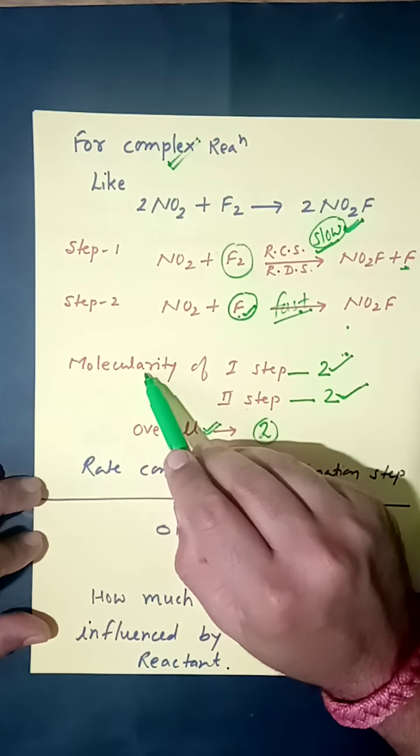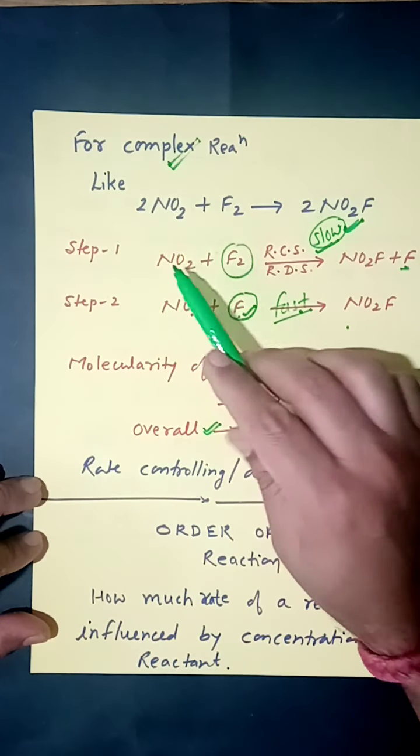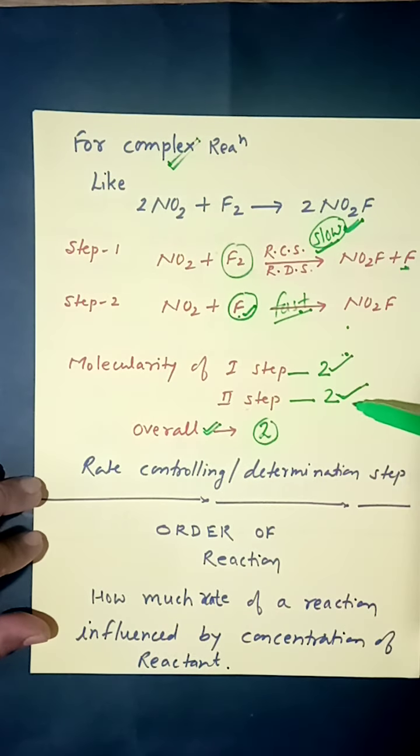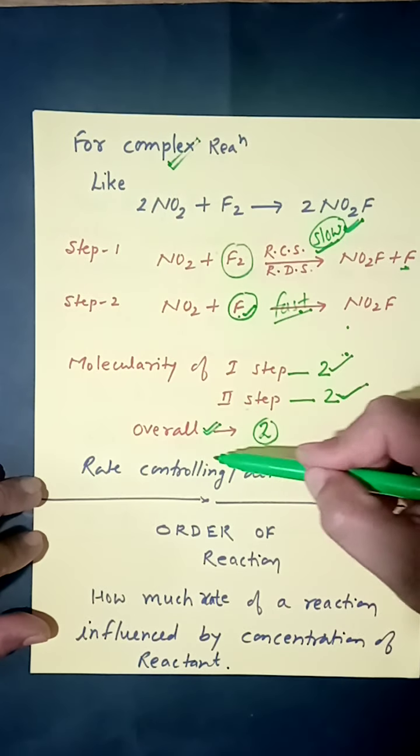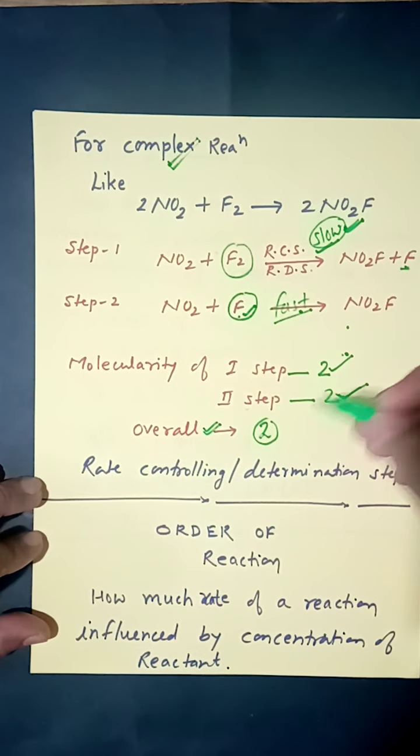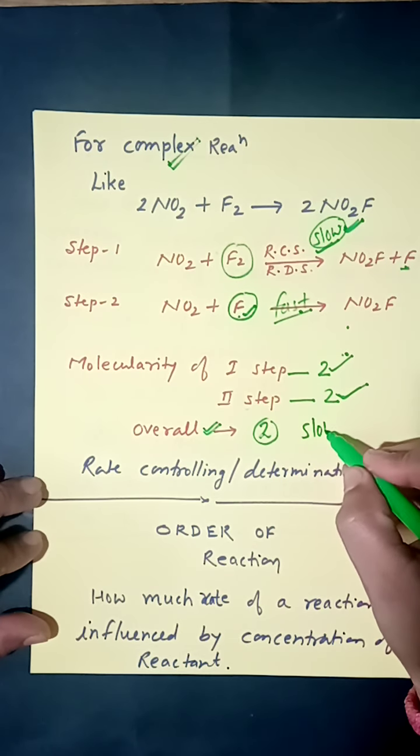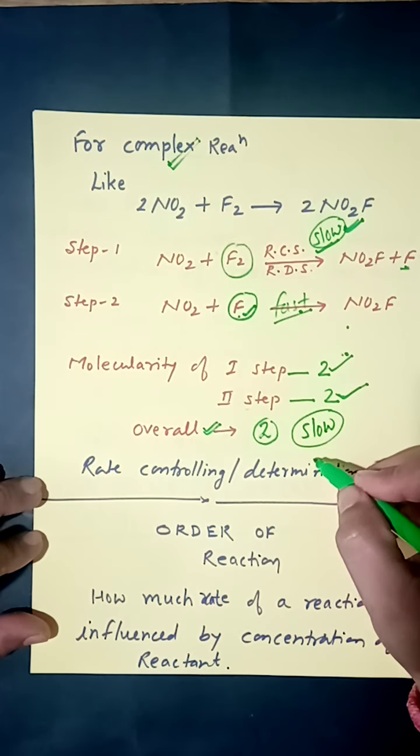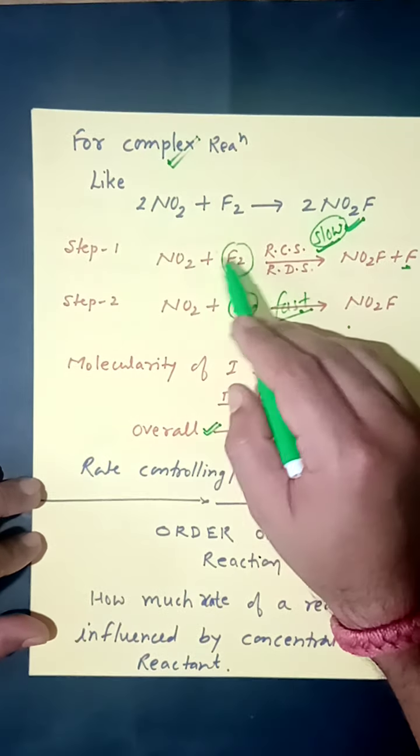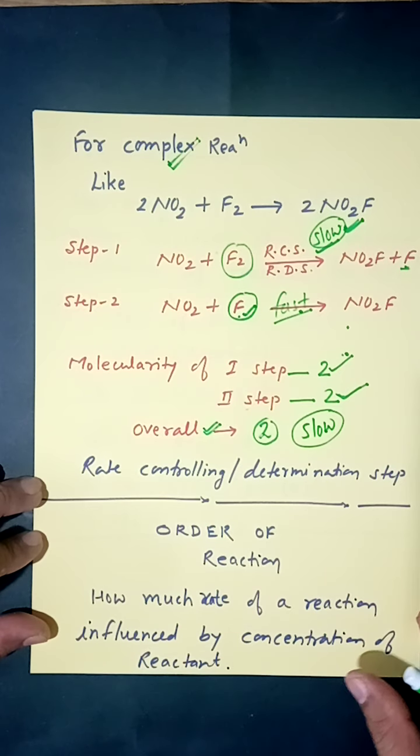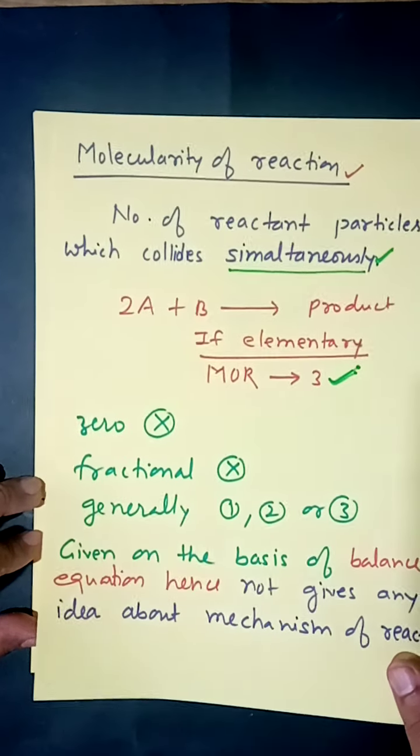So once again, look here: the molecularity of the first step is 2 because two particles collide. The molecularity of the second step is also 2. What is the overall molecularity of this reaction? The overall molecularity is always given on the basis of the slower step, or slowest step, of the reaction, and therefore here the overall molecularity is also 2. Come back to the previous slide.